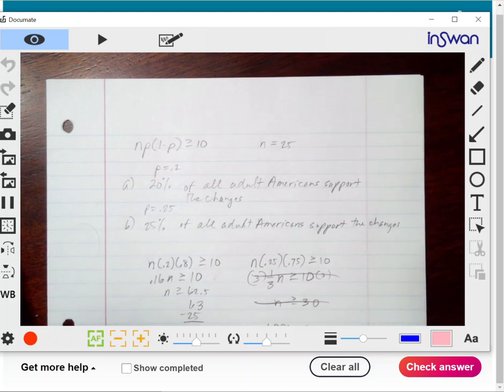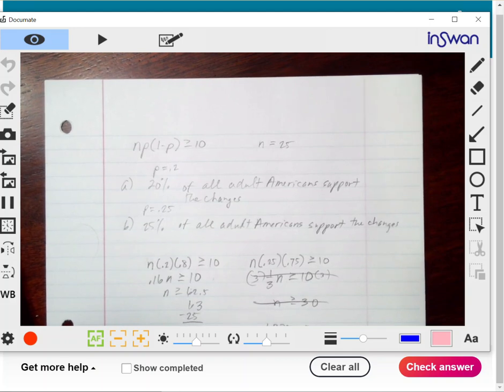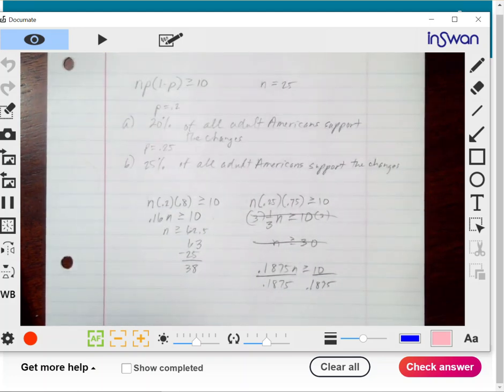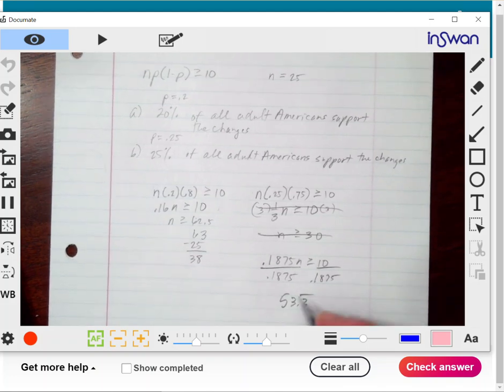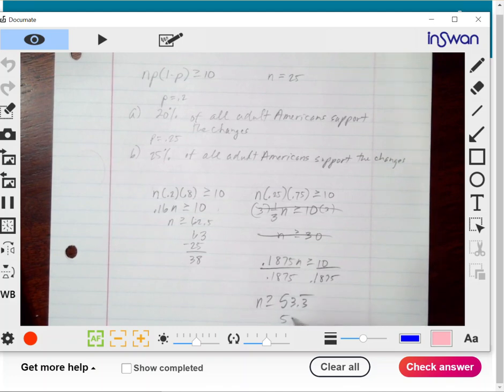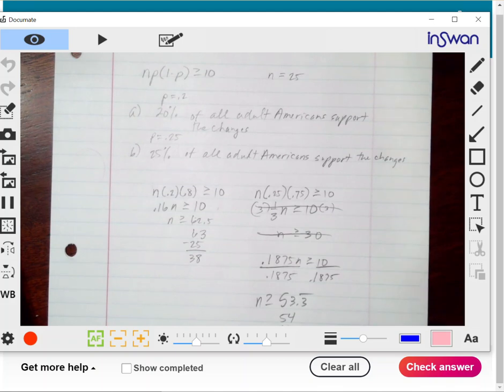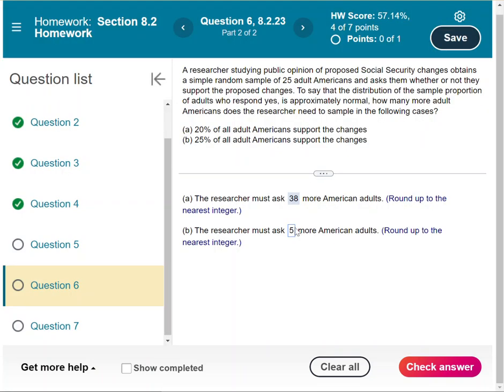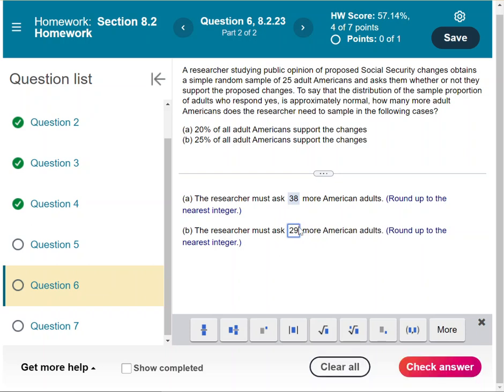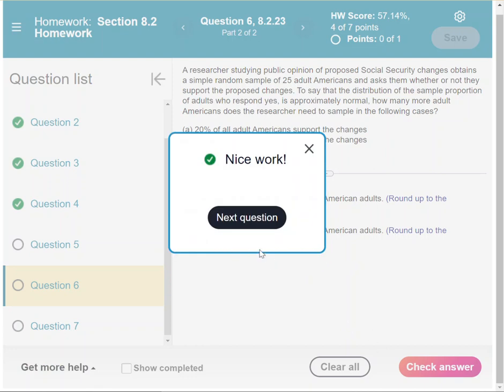This is 0.1875 N is greater or equal to 10. Let's divide each side by 0.1875. And 10 divided by 0.1875 gives us 53.3 repeating. So N is greater or equal to this number. So since we're talking about people, that would be 54 minus 25, which is 29. And so we need 29 more people to get up to 54. So let's go back and put in the right answer this time. 29. There we go. And that's going to be it for question number 6.